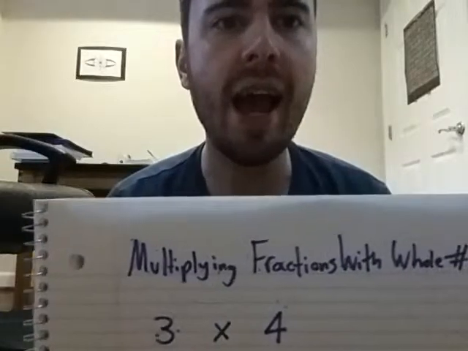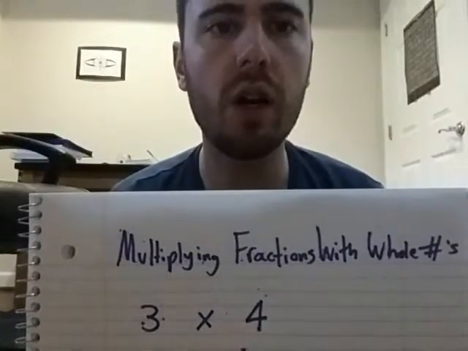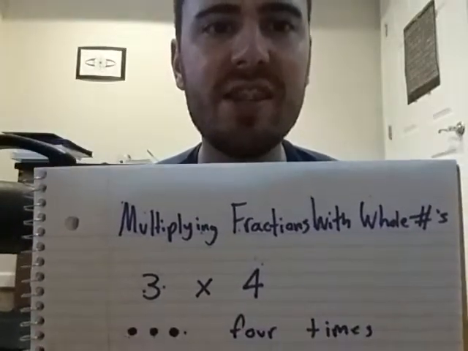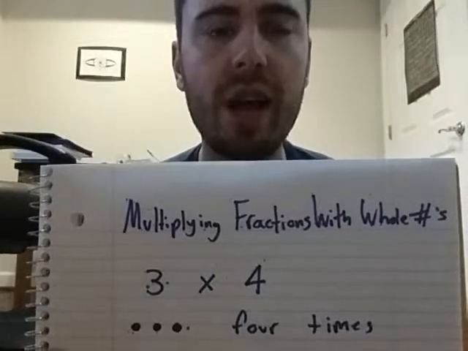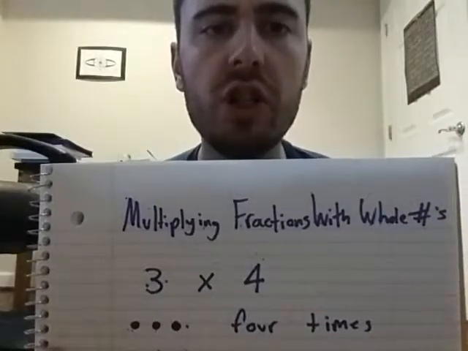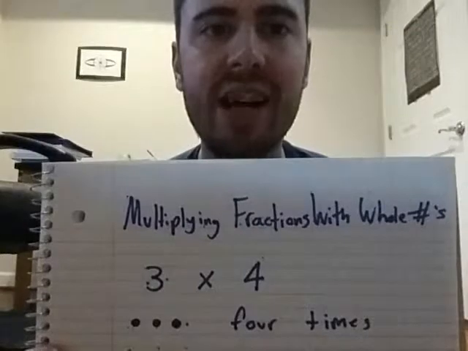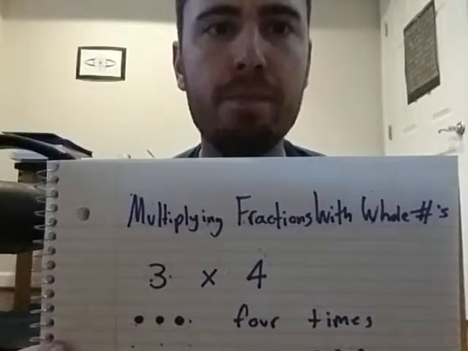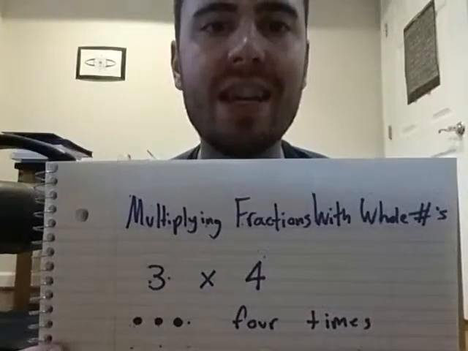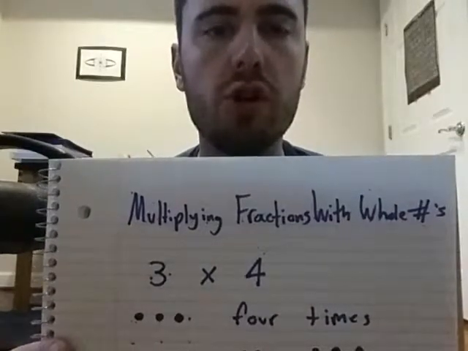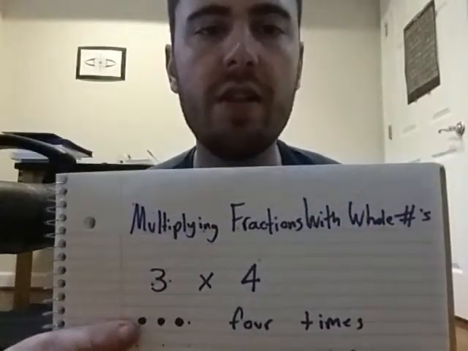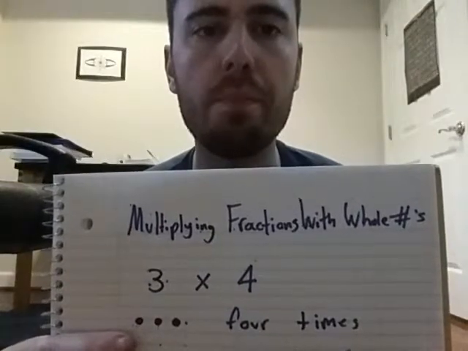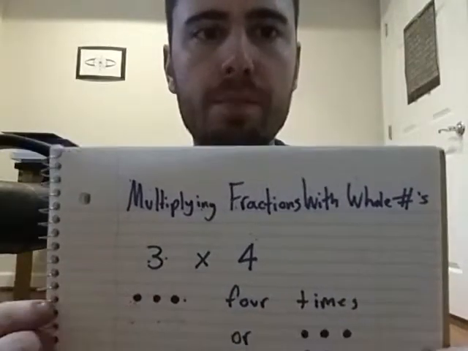So here I have 3 times 4, okay? Now that's actually just the same thing as saying we have 3 wholes, but we're just going to repeat that 4 times, okay? So that's what multiplication is. It's just telling you how many times you are to repeat a certain amount or a certain pattern, okay? So I've written 3, and we're going to go ahead and repeat that 4 times, okay?